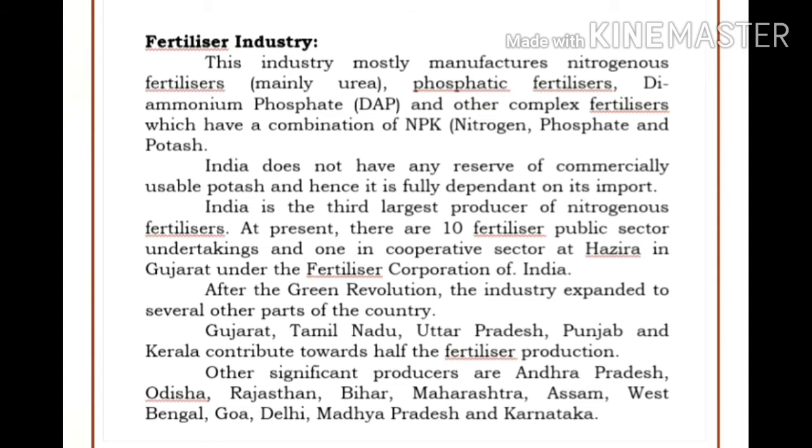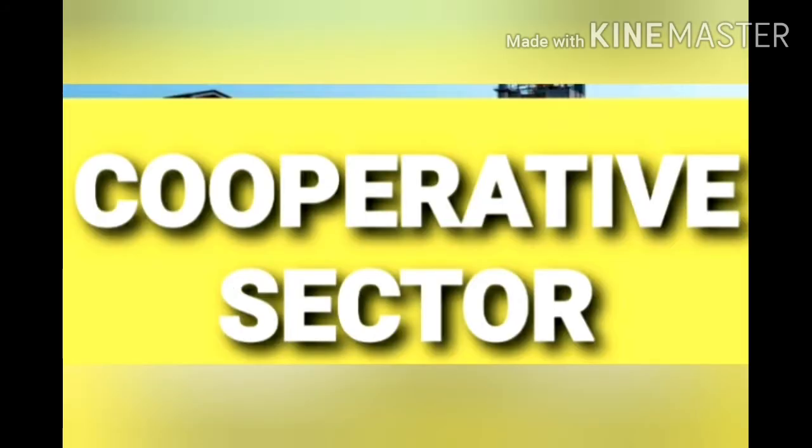At present, there are 10 fertilizer public sector undertakings and 1 in cooperative sector at Hazira in Gujarat under the Fertilizer Corporation of India. Here, cooperative sector means a sector of industry in which a group of people pool together their resources for carrying out the given activity, in this case manufacturing, with the purpose of achieving or securing certain benefits or advantages which the people could not achieve individually.